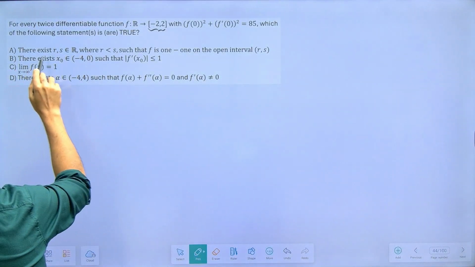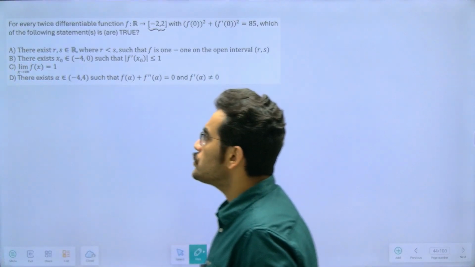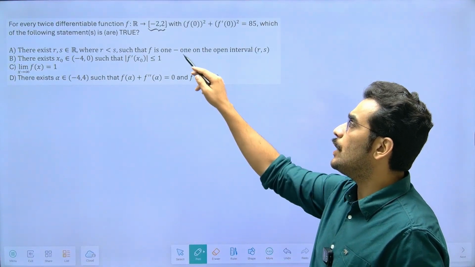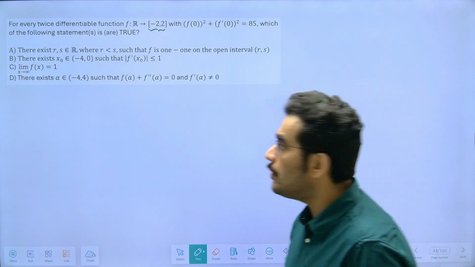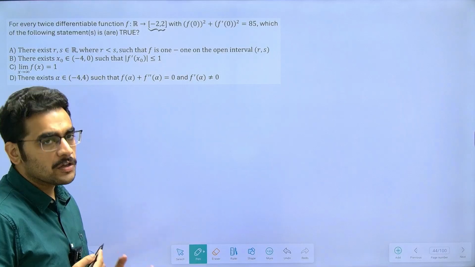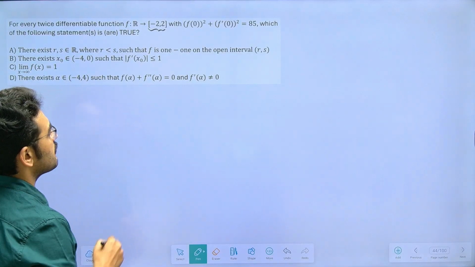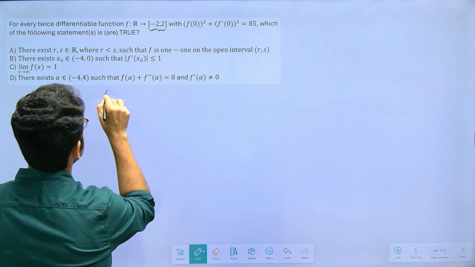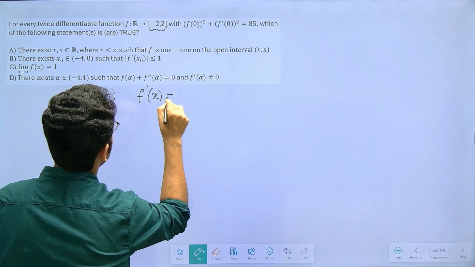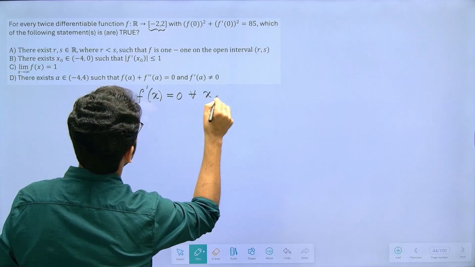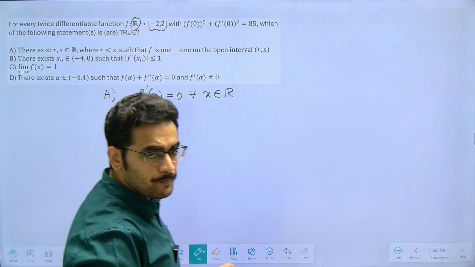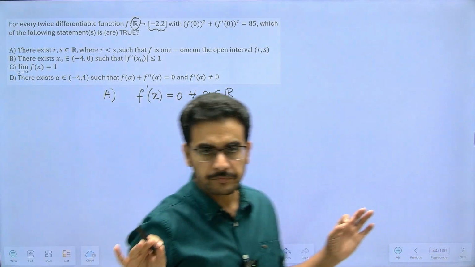First option is there exist r, s belonging to the real domain where r is less than s, such that f is 1-1 on the open interval (r, s). Now here you see, can the function be a constant function? That first we need to justify. Is it possible, say for option A, that f'(x) is equal to 0 for all x belonging to the domain, that is the set of real numbers? Is it possible that the derivative is always 0?